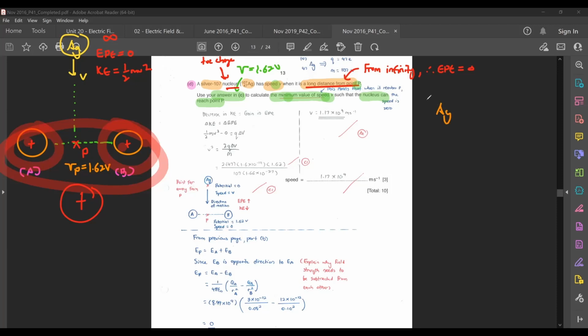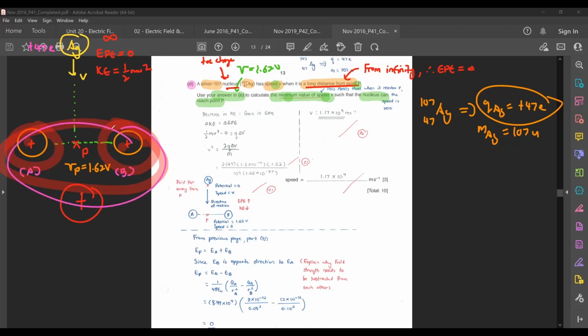Argentum 107, 47 would mean that your charge is plus 47e, and the mass of your argentum nucleus is going to be 107u. Okay, this one you use later. But the thing that you just need to know is that your argentum nucleus has a positive charge of plus 47e. It itself is positively charged.